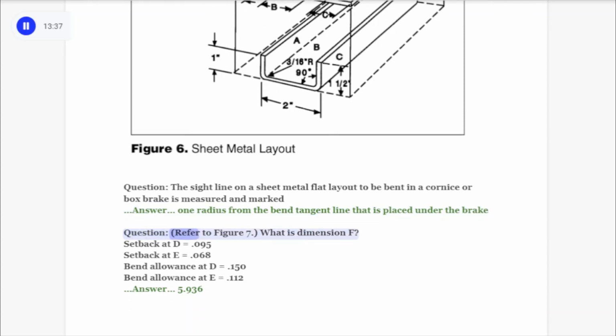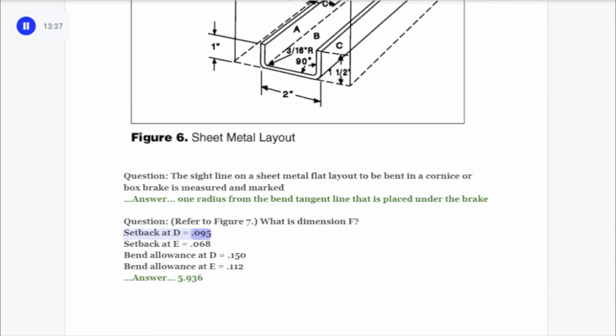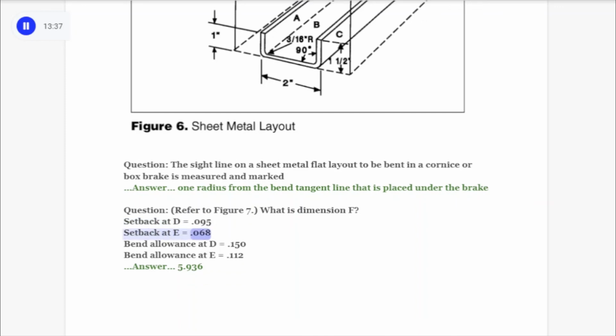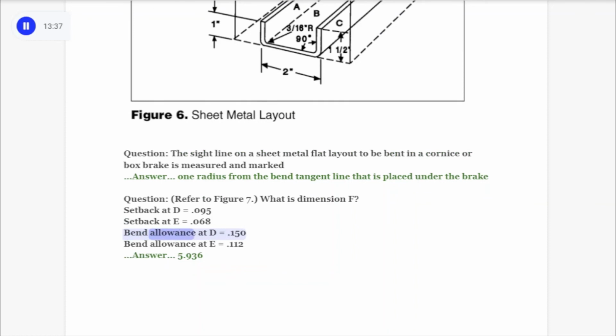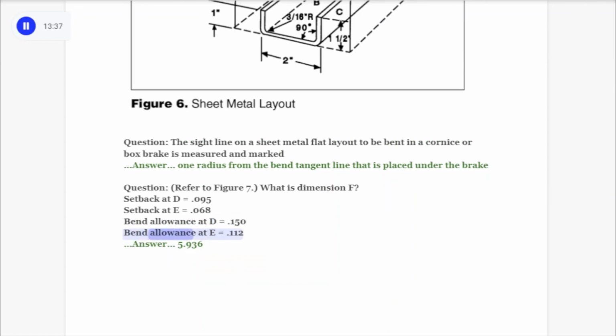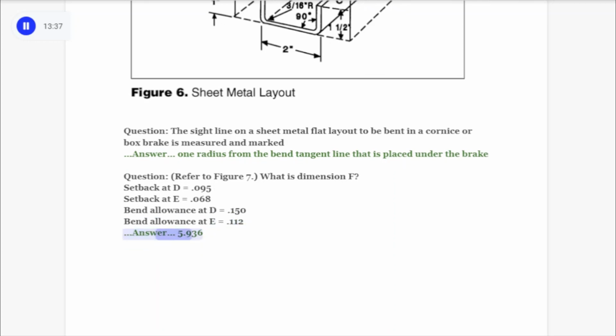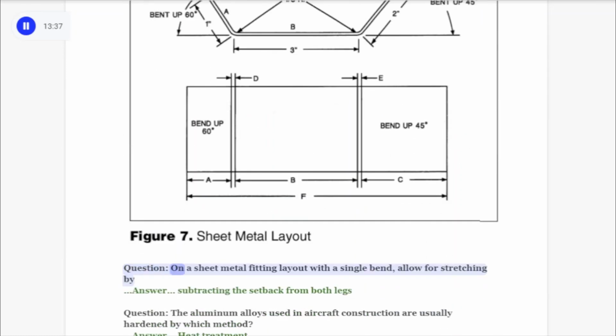Question, refer to figure 7. What is dimension F? Setback at D equals 0.095. Setback at E equals 0.068. Bend allowance at D equals 0.150. Bend allowance at E equals 0.112. Answer, 5.936. Question, on a sheet metal fitting layout with a single bend, allow for stretching by.